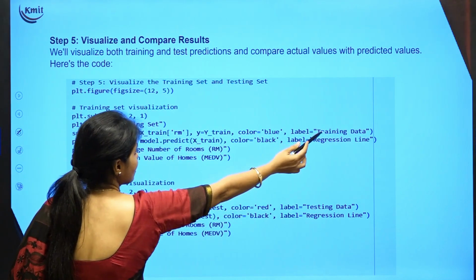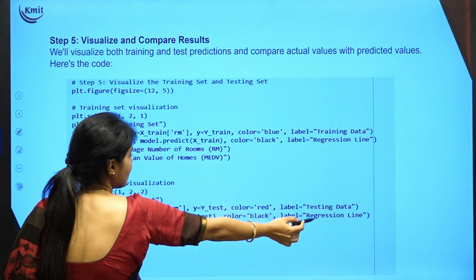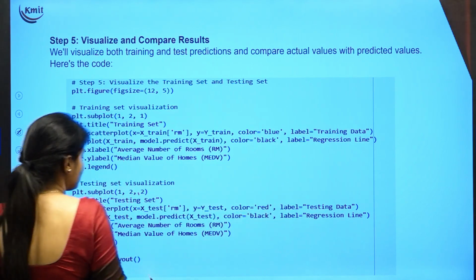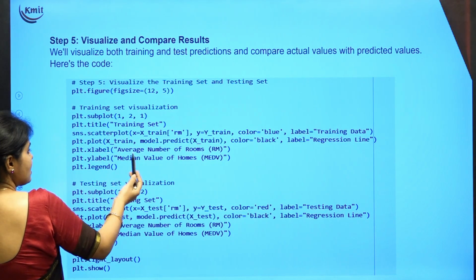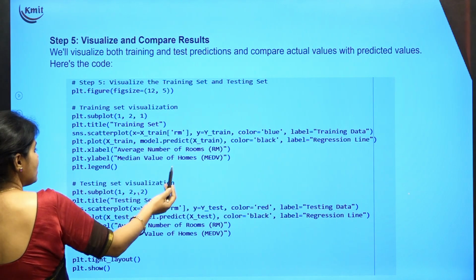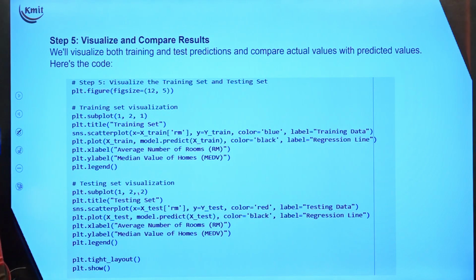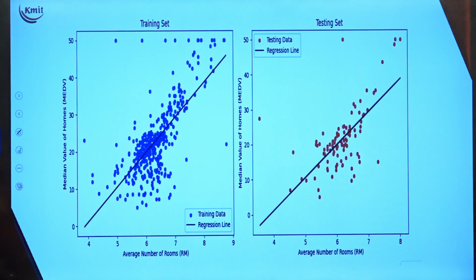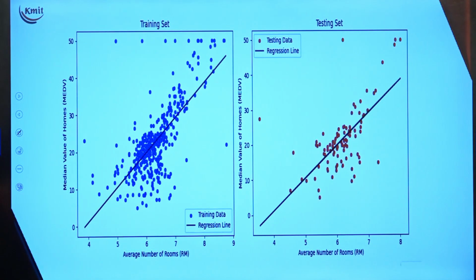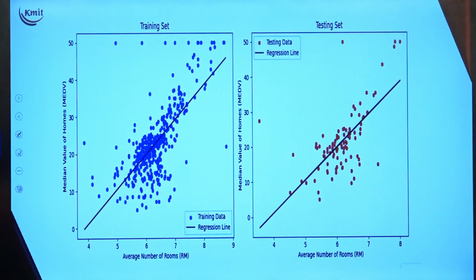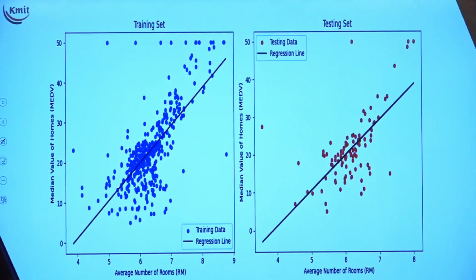Here the label that I'm giving is regression line, that is training data, regression line for the test data. So here the input label X is number of rooms, that is RM, Y label is median value of homes. Same case I am doing it here. Now when you look into this graph, this is your training data, this is your test data. The model is underfitted here, as you can see, because it is giving a simple linear regression line.